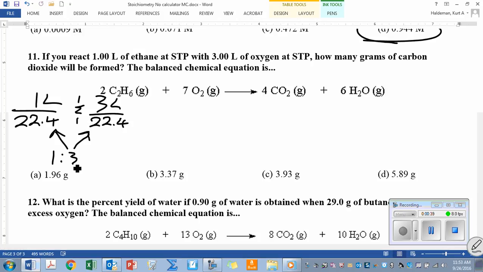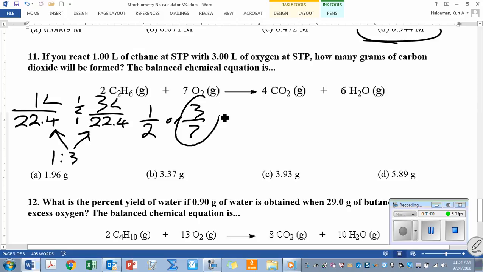So if I can see that the actual numbers are not going to change their ratio, I can simply look at what is smaller: 1 of ethane divided by 2, or 3 of oxygen divided by 7. I'm just using the volumes instead of the actual mole number to determine that 3 over 7 is smaller than 1 over 2, so oxygen is going to be my limiting reagent. And I didn't have to find out how many moles of each one there were.